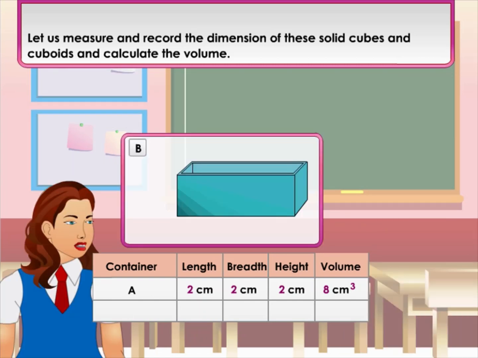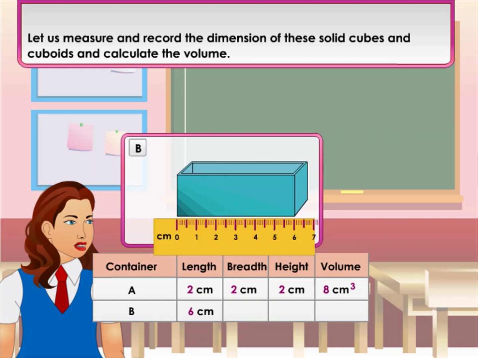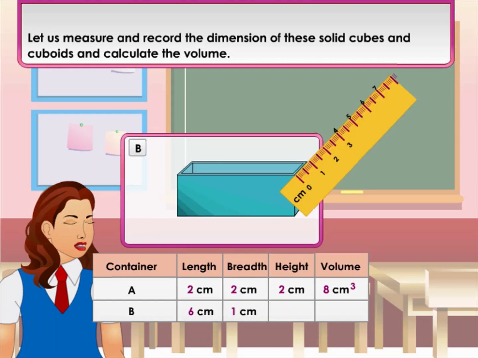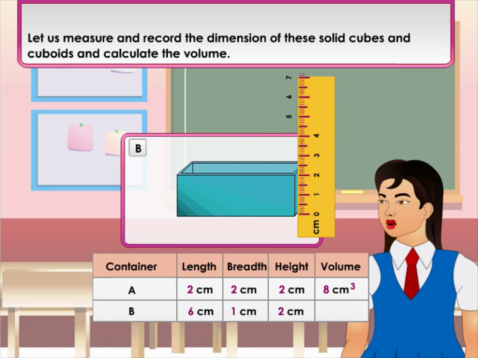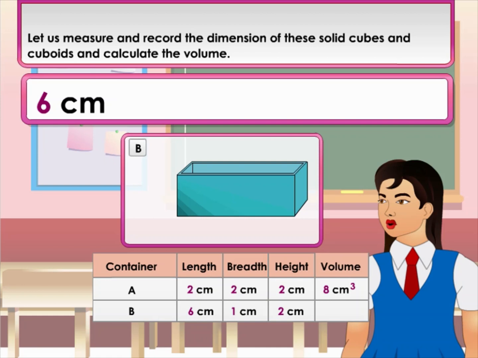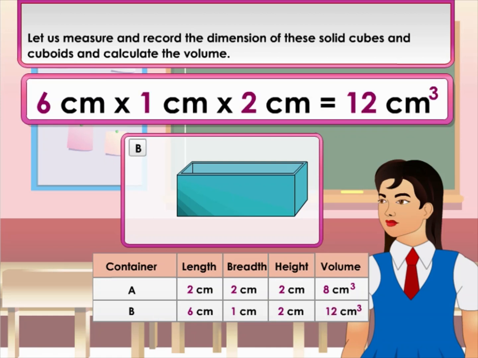This container B has the shape of a cuboid. The length is 6 centimeters. The breadth is 1 centimeter and the height is 2 centimeters. Okay, I've recorded all the measurements. Now let's find the volume. 6 centimeters times 1 centimeter times 2 centimeters is 12 cubic centimeters.